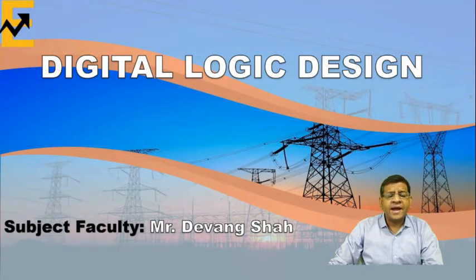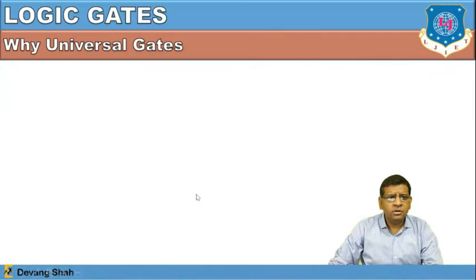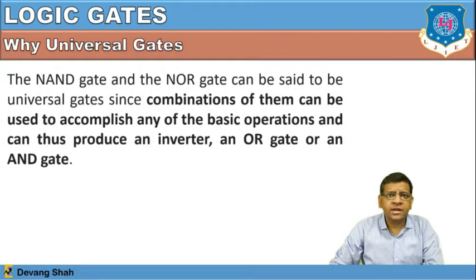Now, based on that, we further simplify our universal gates NAND and NOR in a broad way. So if I want to call NAND and NOR gates the universal gates, I have to give the specific reason in what way I can consider NAND and NOR gates to be universal gates, right? The NAND gate and NOR gate can be said to be universal gates since combinations of them can be used to accomplish any of the basic operations and can thus produce an inverter, OR gate and AND gate.